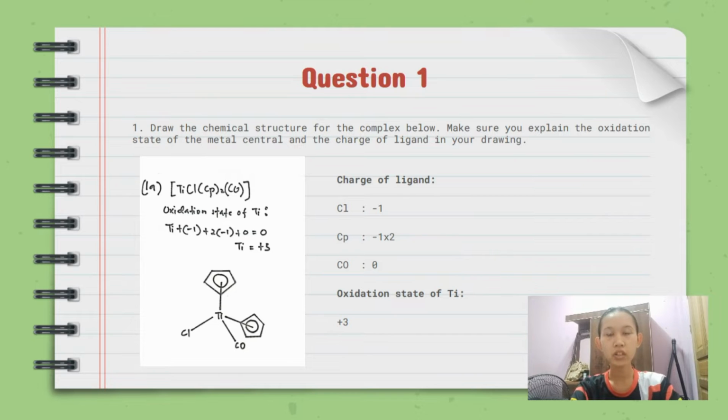The complex structure for question 1A is tetrahedral because titanium is an early transition metal and it has 4 ligands attached to the central metal. The oxidation state of titanium is +3 because there is a negative 1 charge for the Cl ligand and 2 cyclopentadienyl ligands with negative 1 charge each, and 0 for CO because CO is a neutral ligand.